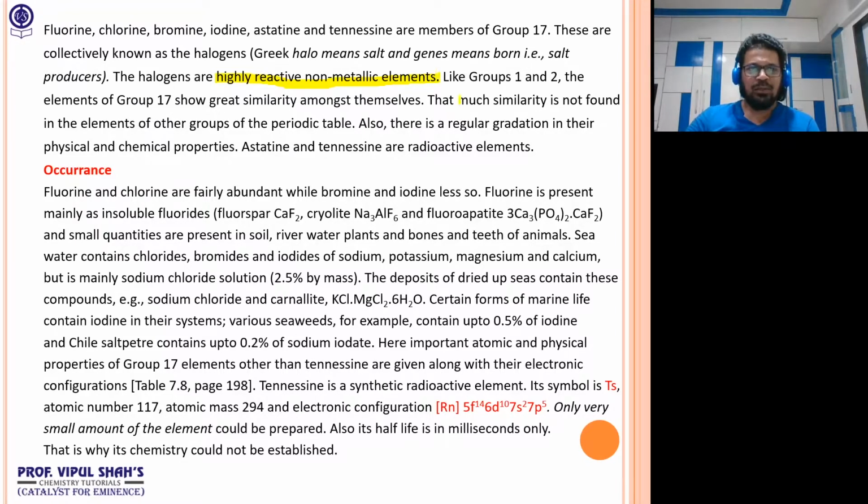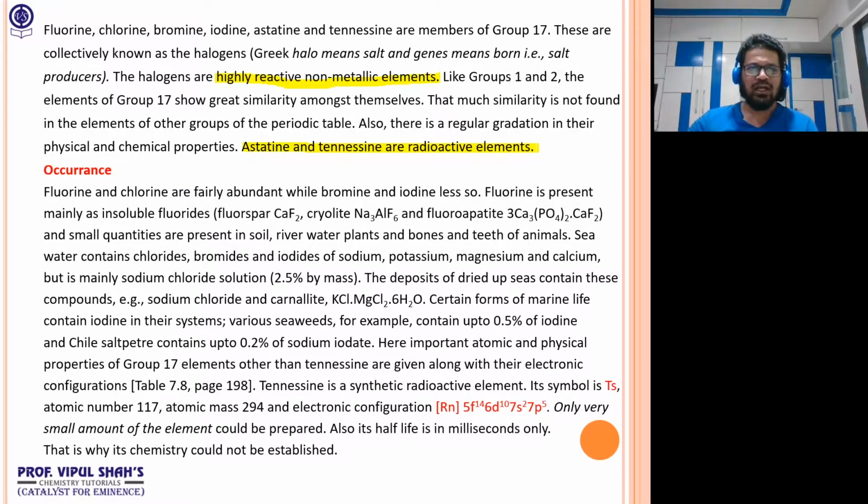Now last part, what is 7 over here? Astatine and tennessine are the ones which are radioactive substances. That's why in the discussion they will not be there, due to short T-half. That's the half-life that we have discussed. The shorter the T-half, the more harmful the substance is.